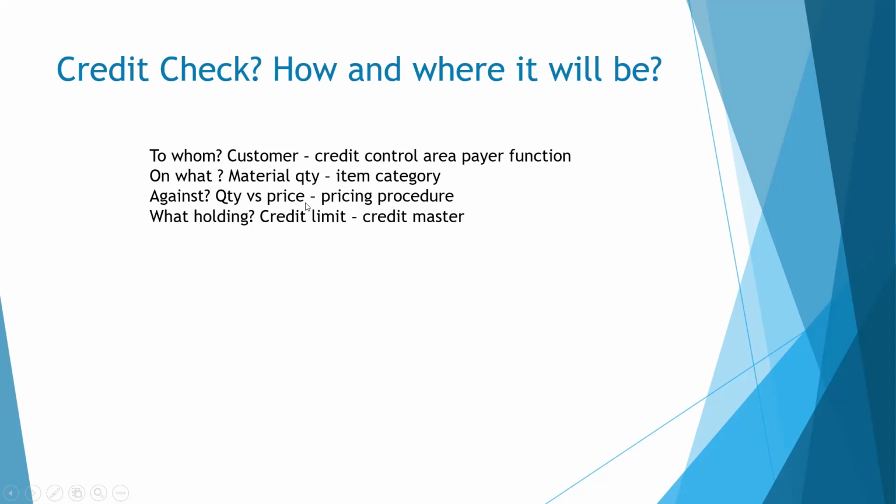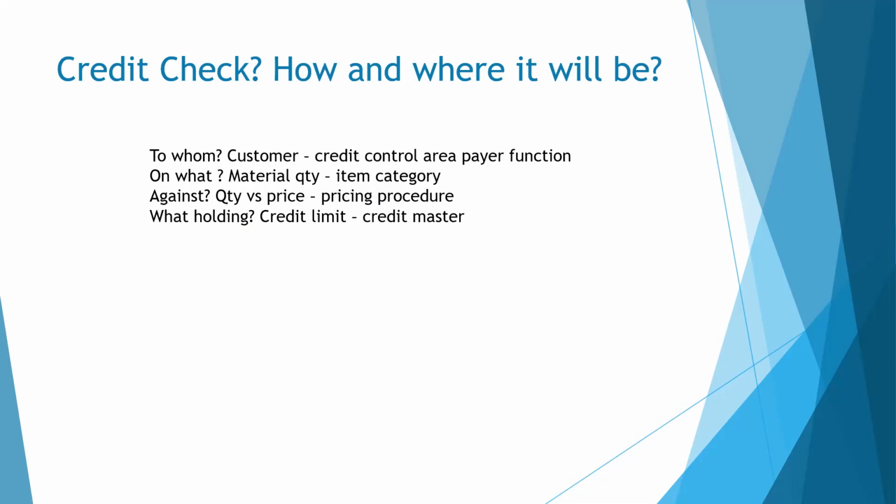Against what? A quantity. How much quantity? 100 quantity into 100, that's 10,000, as I told you. The price calculation is controlled in the pricing procedure. And what is the customer holding? The customer holds the credit limit in the form of the credit master. All these questions you can understand after completion of my session.